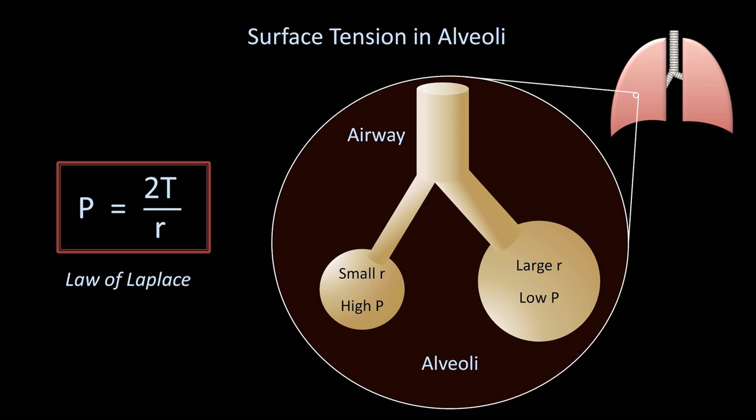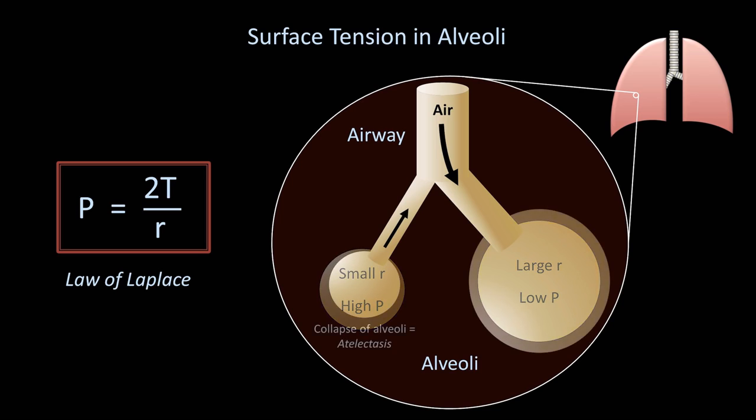So when the patient takes a breath of air in, the air travels preferentially to the large alveolus with low pressure. Not only that, air could even travel backwards from the small alveolus with high pressure. The consequence of this is that large alveoli risk becoming overdistended and small alveoli risk collapsing altogether, a condition known as atelectasis. Alveoli that have totally collapsed can no longer take part in gas exchange, leading to diminished ability of the body to take in oxygen.